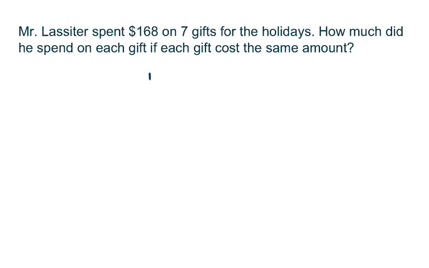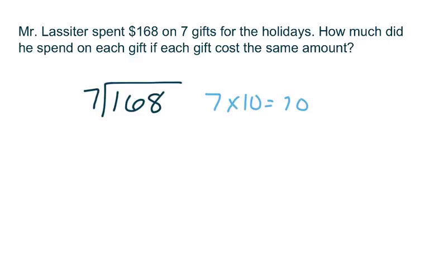If I were solving this problem, I'd have 168 divided by 7, and maybe I want to use the area model, or maybe I want to use partial quotients for this. I'm going to go ahead and use partial quotients just because that's what we're working on right now. I'm going to start breaking my number apart. I know that 7 times 10 gives me 70. I'm going to subtract 70 from my whole, and I'm left with 98.